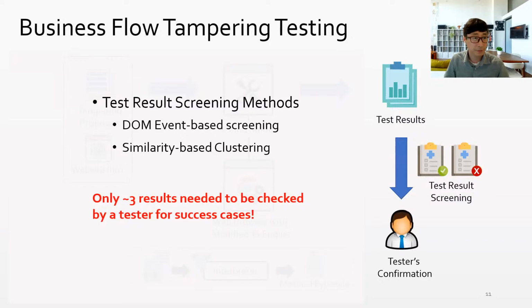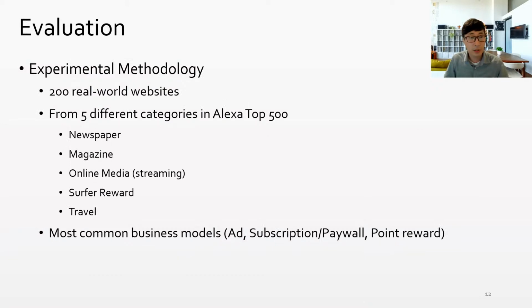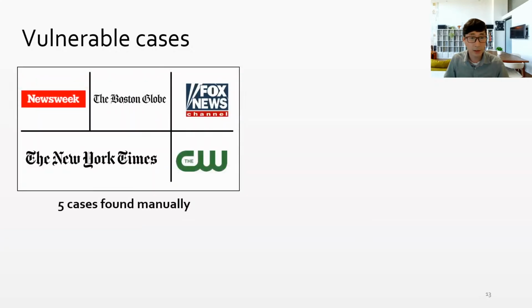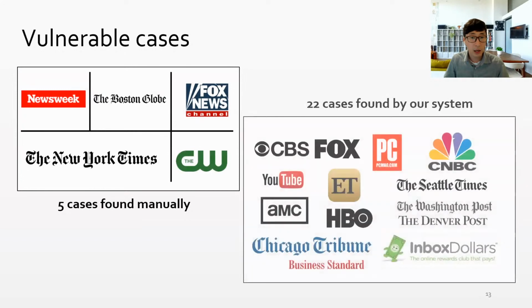for success cases. To evaluate our system, we select 200 real-world websites from Alexa Top 500. Especially, we select websites in 5 categories since they use the most common business models, such as advertisement, subscription, or paywall. Here are the vulnerable cases we found from our research. The first 5 cases were found manually, and they were used for training the function ranking classifier. With the trained classifier, our system successfully found 22 more cases from major websites throughout the 5 categories.